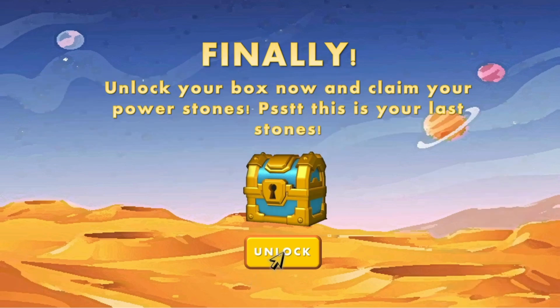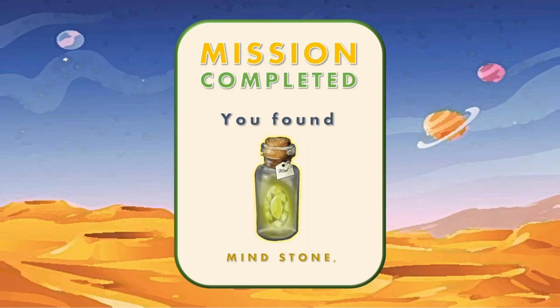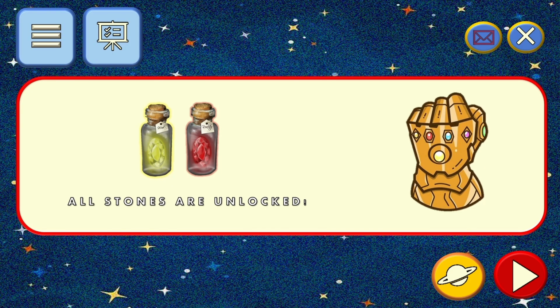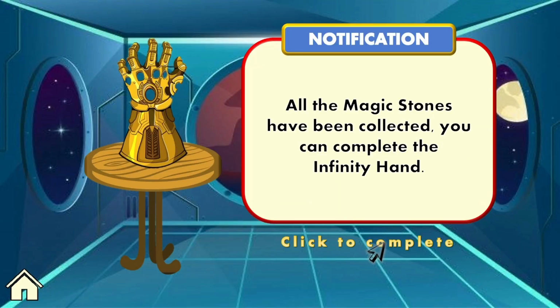Finally, unlock your box now and claim your power stones. Psst, this is your last stone. Yay! All stones are unlocked. Oh, you got a new message. All the magic stones have been collected. You can complete the Infinity Hand.